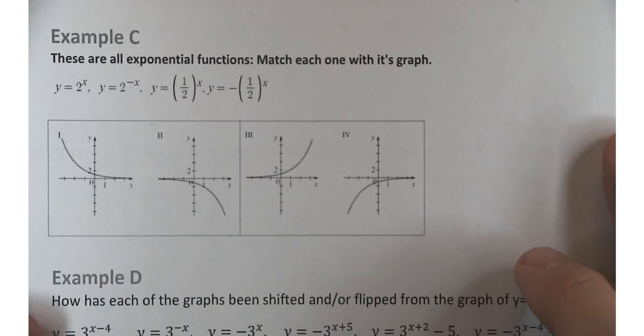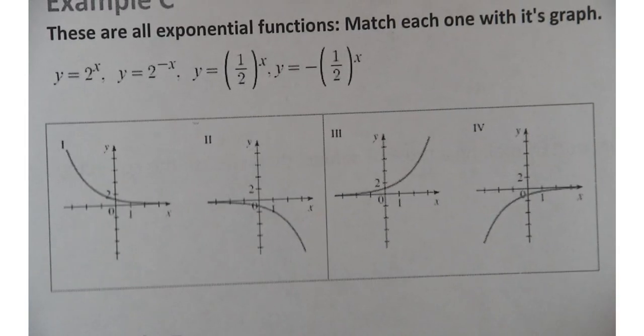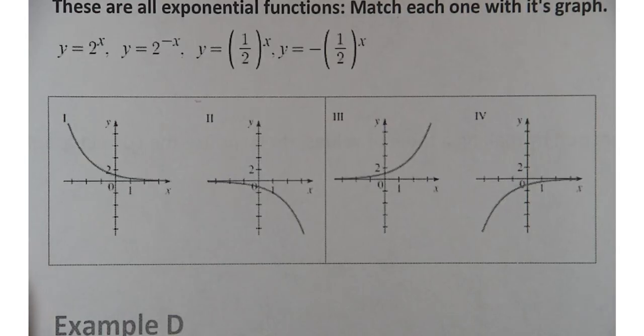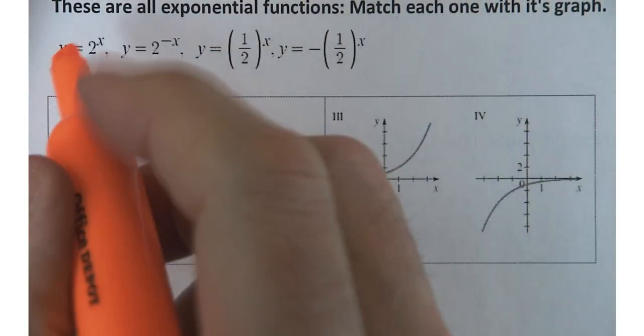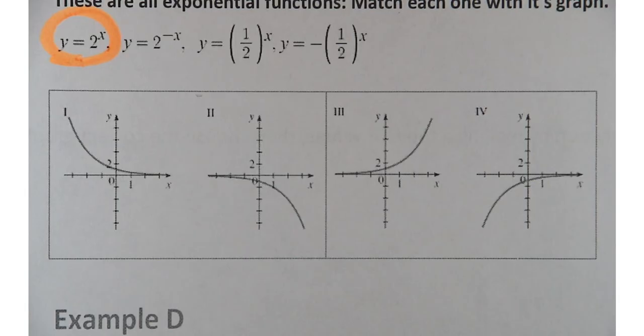So let's move down here to example C. We've got some exponential functions. Let's see if we can't match them up with the graphs. So for instance, this one right here, y equals 2 to the x. Which of these 4 graphs looks like a winner? Which one of these 4 graphs looks like y equals 2 to the x? The third one. Yeah, the third one.